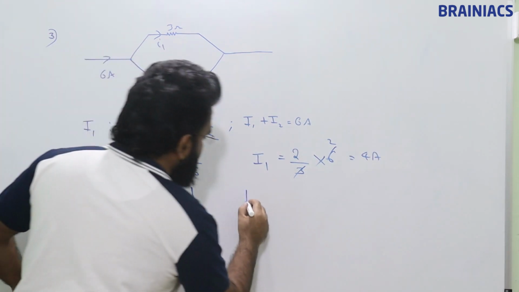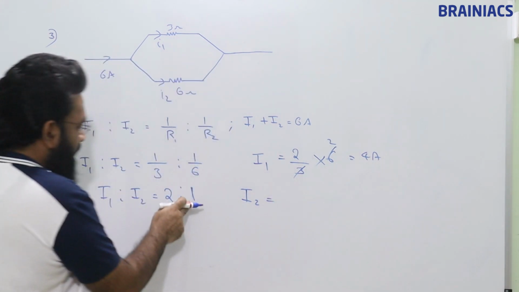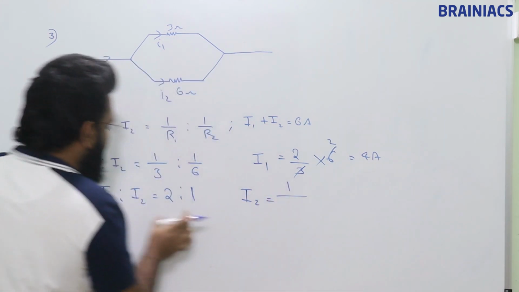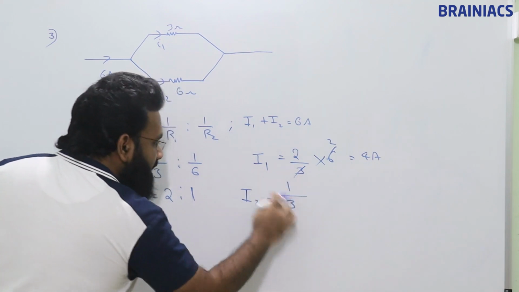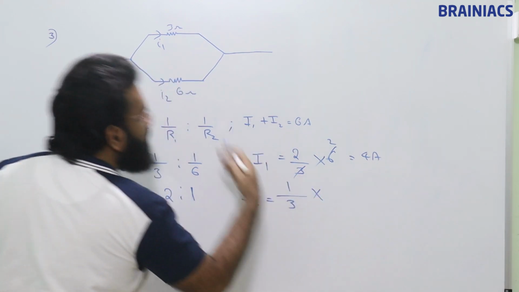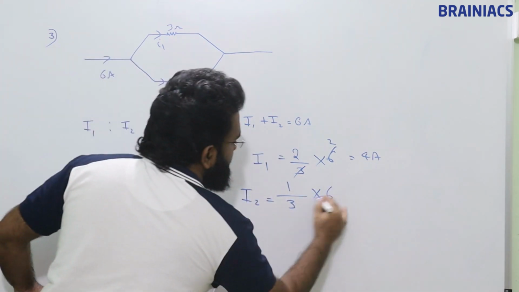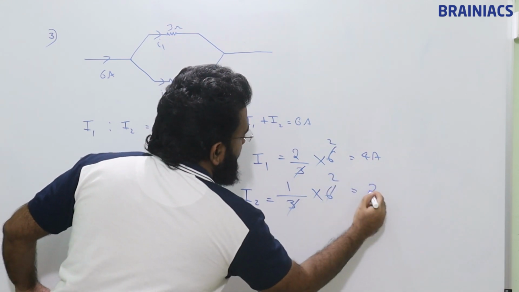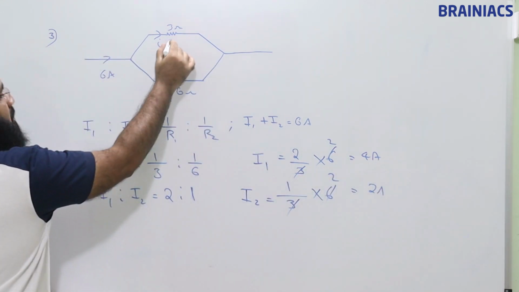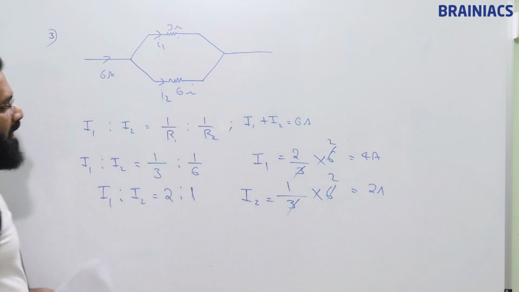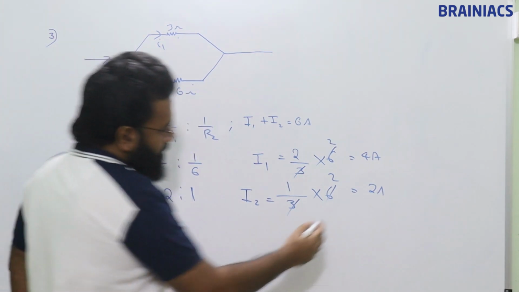Same way I2. Its part is 1. So 1 divided by the total 3. This is the share of I2. Of what? Of 6 ampere. So 6 into that is going to be 2 ampere. So this is going to be 4 ampere, and this is going to be 2 ampere.